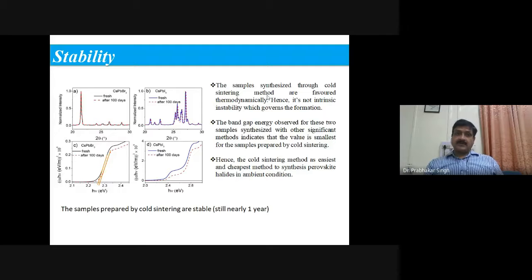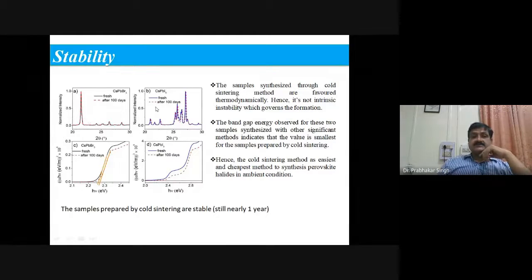However, instead of the organic material, we put Cs at the site of MA, and we found that CsPbI3 is very stable. You can see the XRD, taken fresh and then after 100 days. We did not put it in any glove box or inert atmosphere. We just put it in a box and sealed it properly, and after 100 days we measured. Structurally, it was stable.